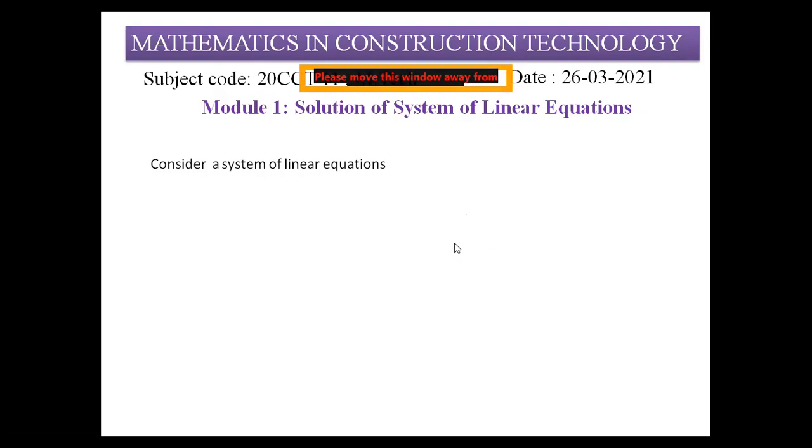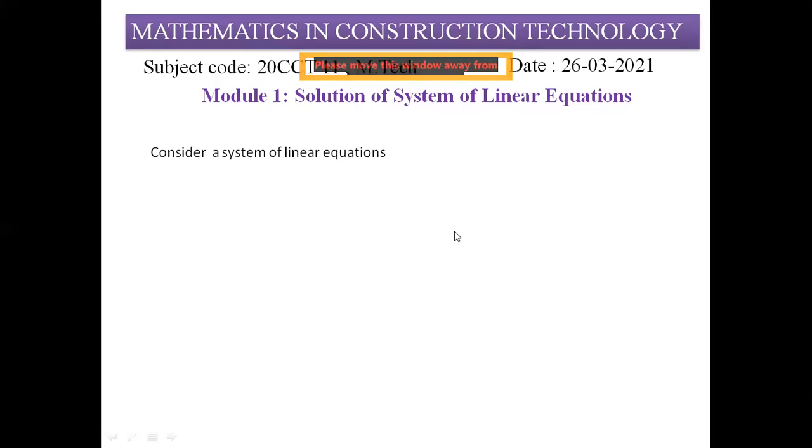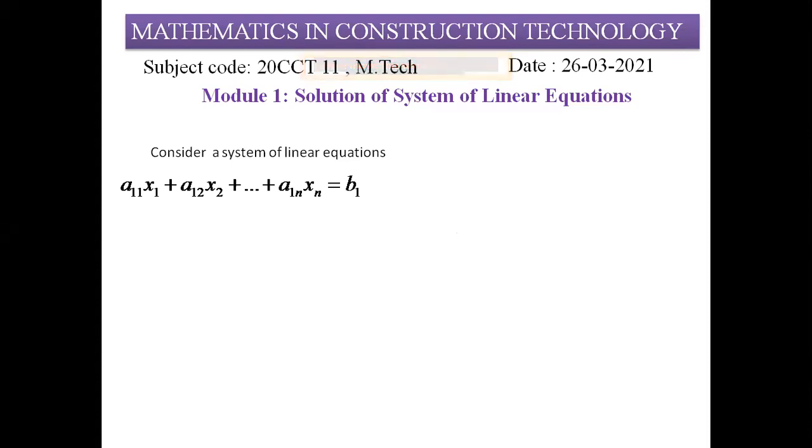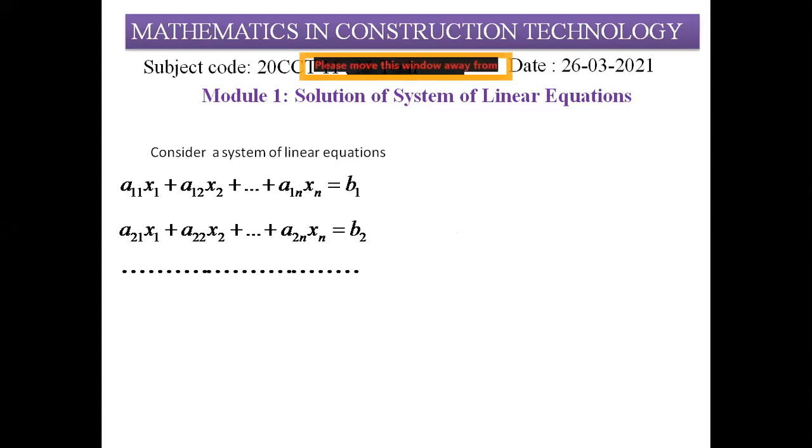So suppose a system of equations is given; we shall recall this equation. Yesterday I explained, once again we shall recall. Suppose the first equation is a11 into x1 plus a12 into x2 plus etcetera, a1n into xn is equal to b1. That is the first equation with n unknowns. Second equation, third equation. Suppose there are n equations with n unknowns.